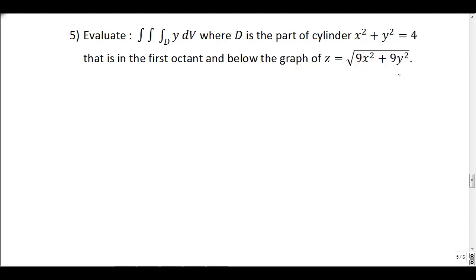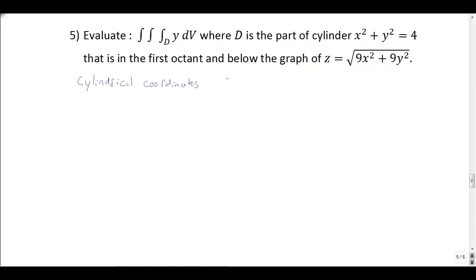Okay, so what I'm going to think of here, I see a cylinder, x squared plus y squared, and then this z equals square root of 9 times the quantity x squared plus y squared. I see lots of x squared plus y squareds floating around. So what I'm going to do is use cylindrical coordinates.